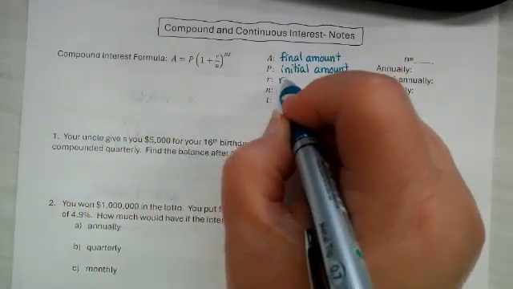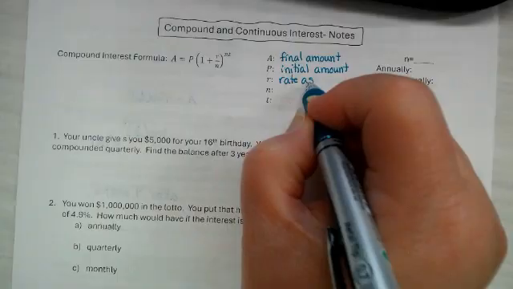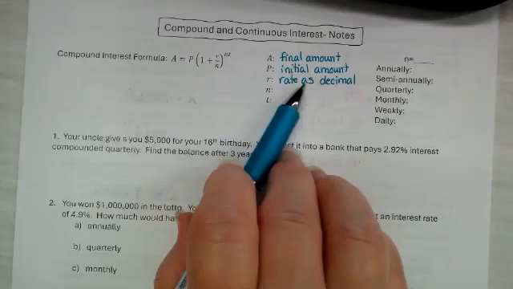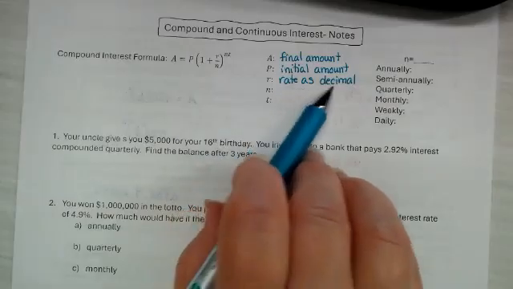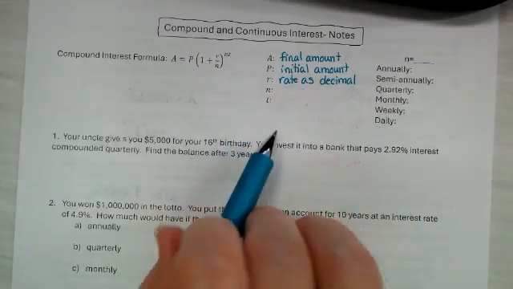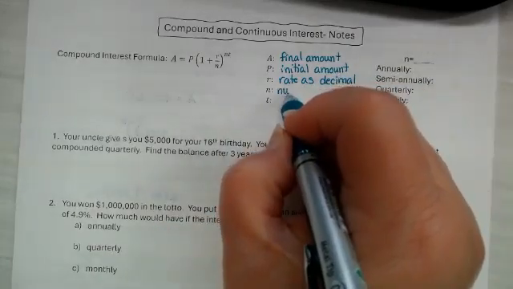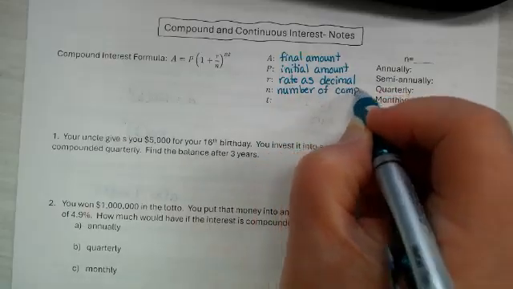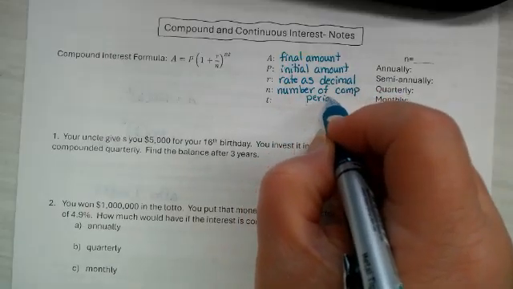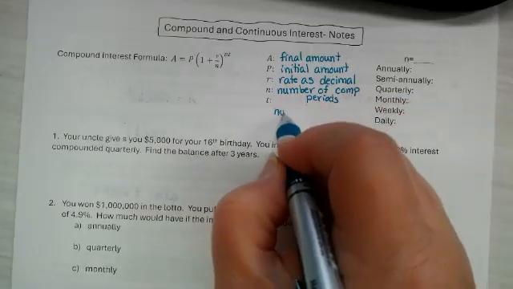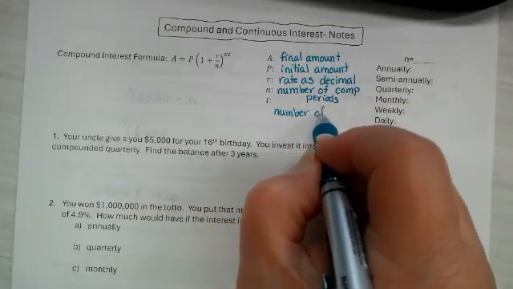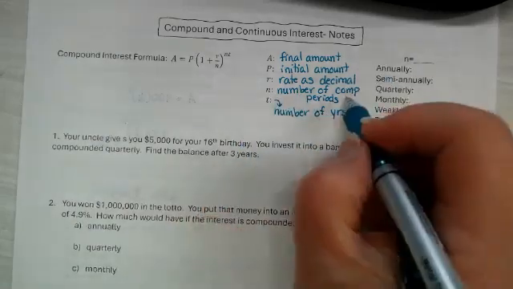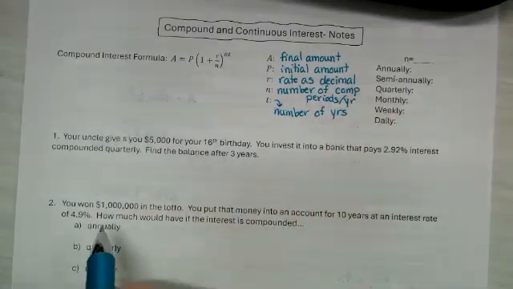Again, R is going to be my rate, but as a decimal. So be careful to move your decimal over twice because percents are out of 100. So we move our decimal twice. N is going to be the number of compounding periods, and we'll explain more about that. And T is going to represent the number of years. Let me add to that, number of compounding periods per year is what N stands for.